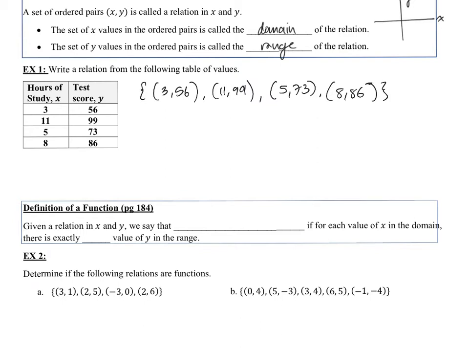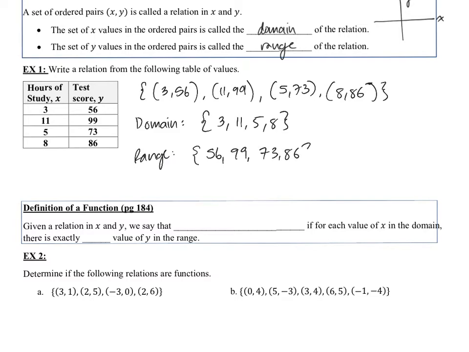Now, for fun, let's do the domain and the range. Well, remember the domain is the x values, so we'll just go ahead and list those out. 3, 11, 5, and 8. Those are the values we use for x. Now the range, let's see, what do we use for the range? Those four values: 56, 99, 73, and 86.